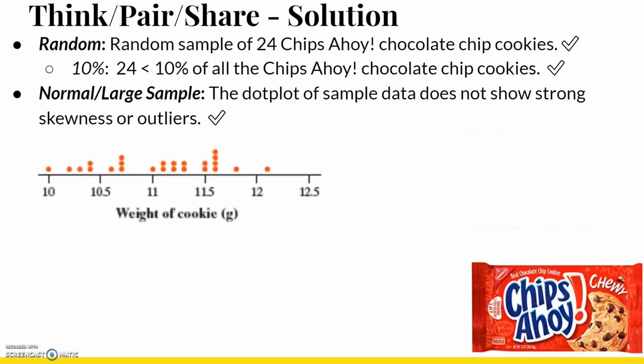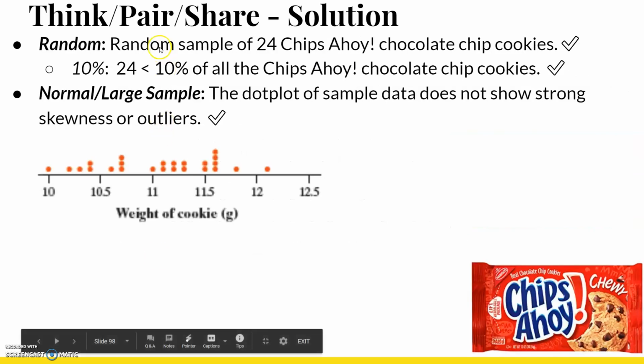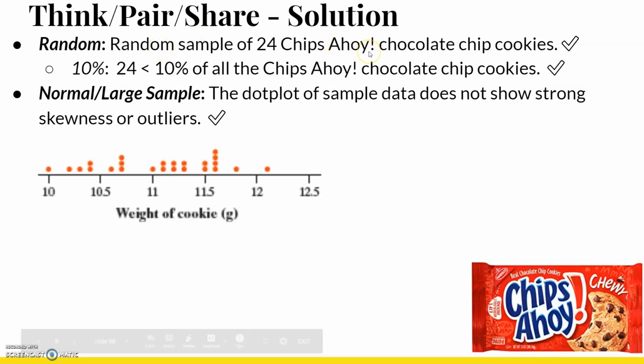Okay, so the random condition is good to go because it said there was a random sample of 24 Chips Ahoy chocolate chip cookies. When the problem says it's random, you assume that it is, so we're good to go. Now, 10%: 24 is less than 10% of all Chips Ahoy chocolate chip cookies. Again, we don't know the population size, but that's safe to assume. Now, again, we've got 24. We don't hit that magic number of 30.